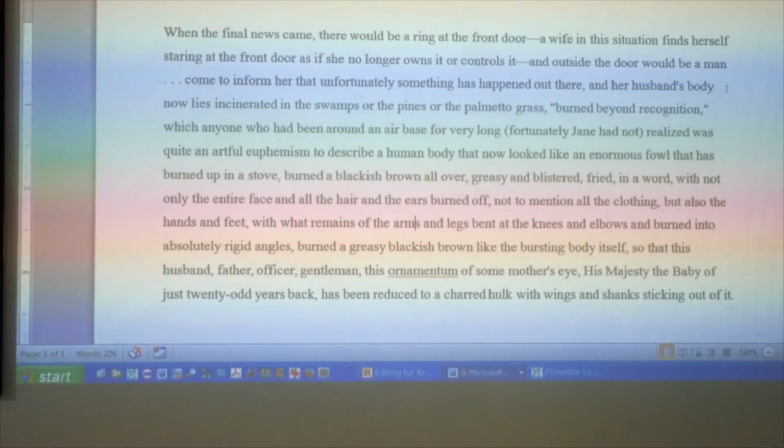face and all the hair and the ears burned off, not to mention all the clothing, but also the hands and feet, with what remains of the arms and legs bent at the knees and elbows and burned into absolutely rigid angles, burned a greasy blackish brown like the bursting body itself, so that this husband, father, officer, gentleman, this ornamentum of some mother's eye, His Majesty the baby of just 20-odd years back, has been reduced to a charred hulk with wings and shanks sticking out of it.